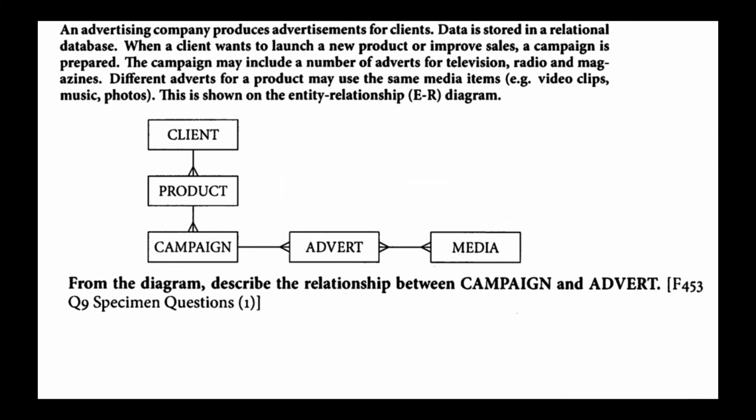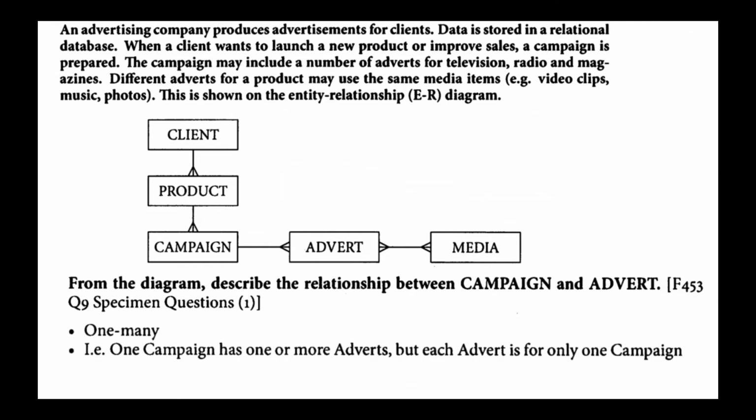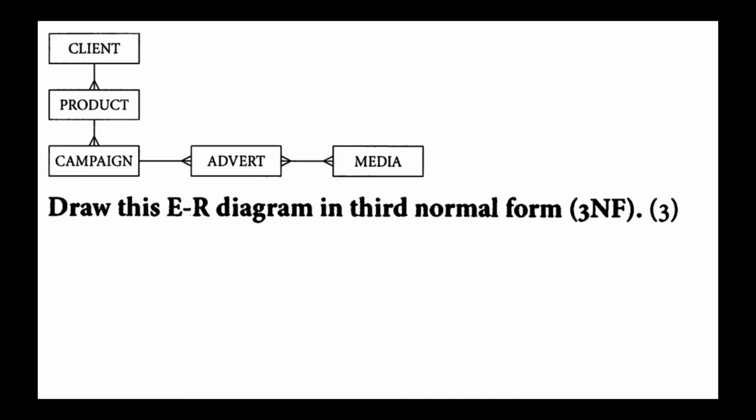The actual question: describe the relationship between campaign and advert. Campaign and advert is one to many, i.e. one campaign has one or more adverts. So you could have explained it a bit more. Describe it as one to many, and it'd be good if you just describe it. Then, draw this entity diagram in third normal form.